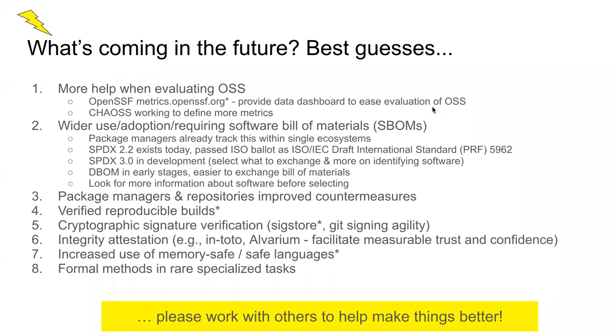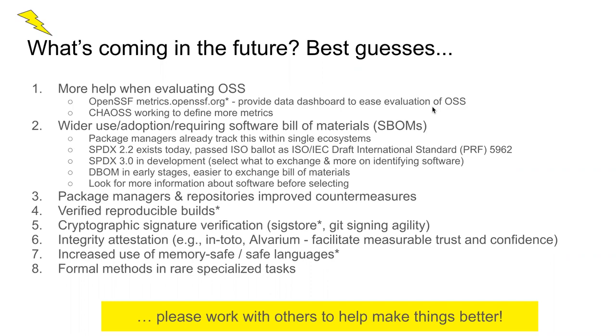Increased use of memory safe and safe languages. If performance is not super important, there's a huge number of programming languages available that are also memory safe. But when you really need very good performance, a lot of programs today are written in C and C++, which are not memory safe. And this has led to 70% of the vulnerabilities today in a lot of systems being memory safety problems.